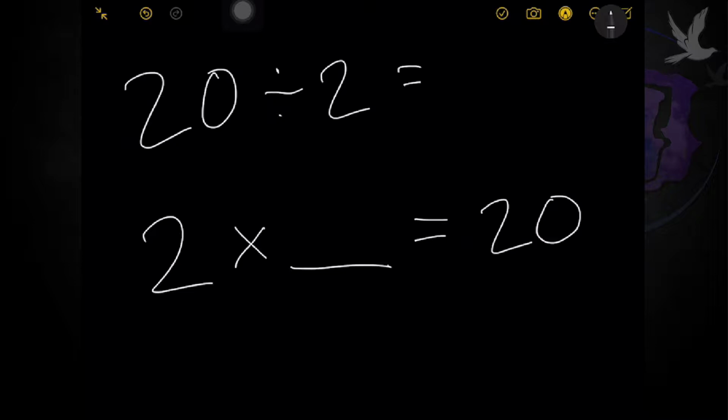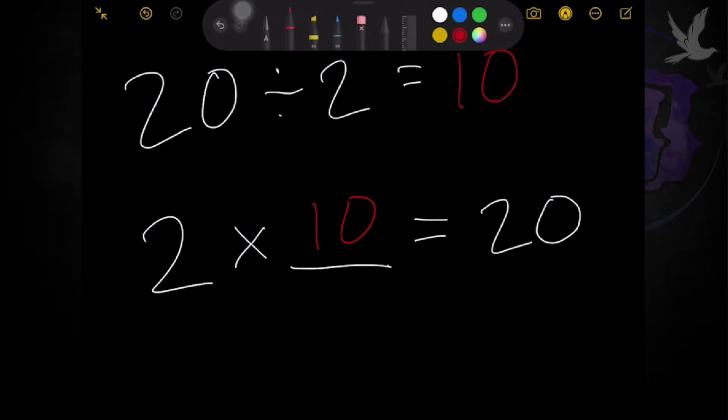Okay? So anyway, ito. What will you multiply to 2? That will give you 20. Okay? In other words, you can rewrite this sentence, 20 divided by 2, as 2 times blank equals 20. For those who memorized, you must have been shouting the answer since earlier. And the answer is 10. 2 times 10 equals 20. So since 10 is the missing value here, you can write 10 here as the answer from 20 divided by 2. Okay? So, paano nga ba yan ulit?